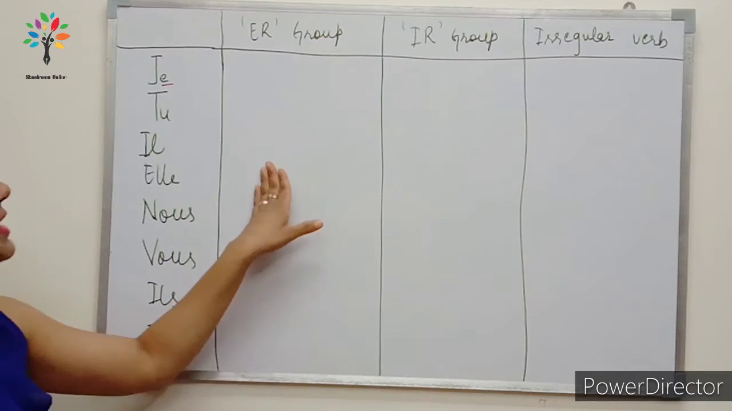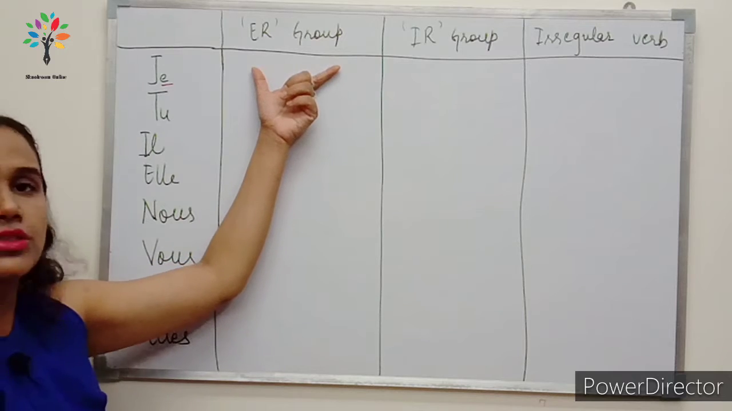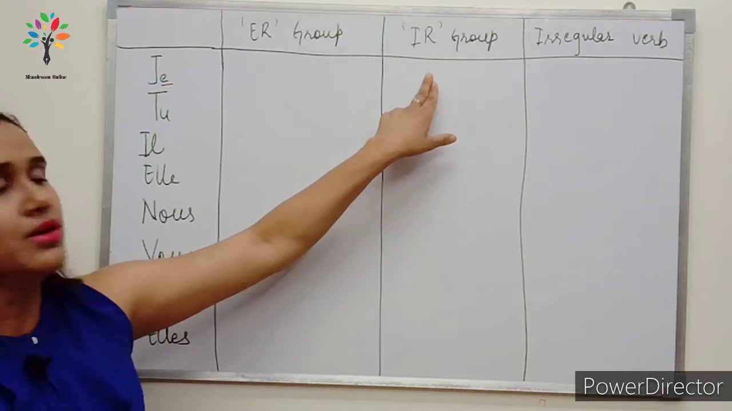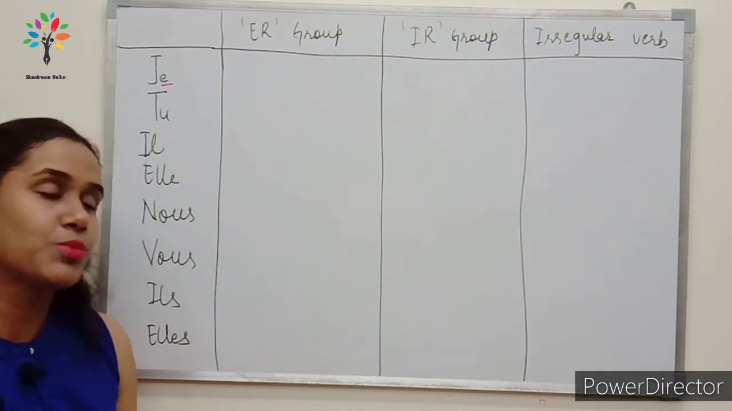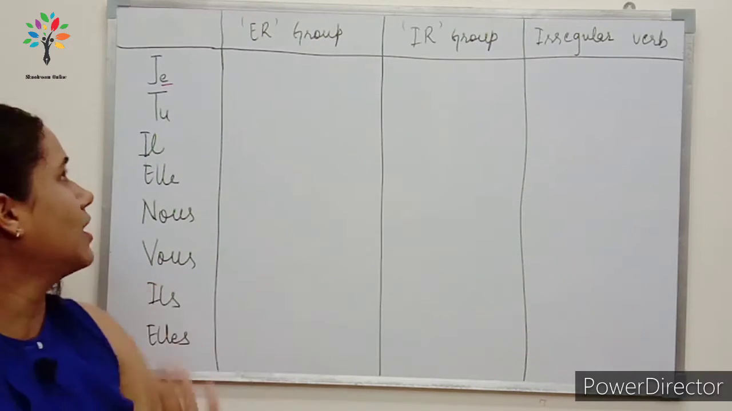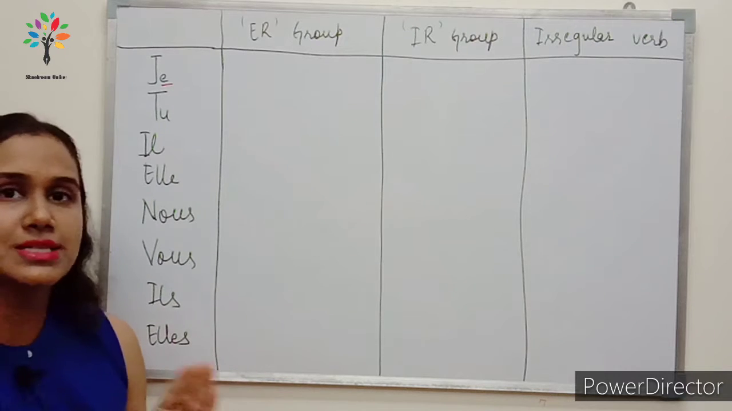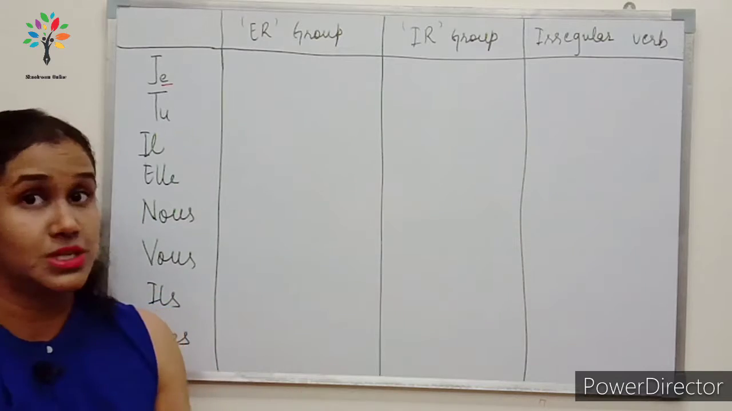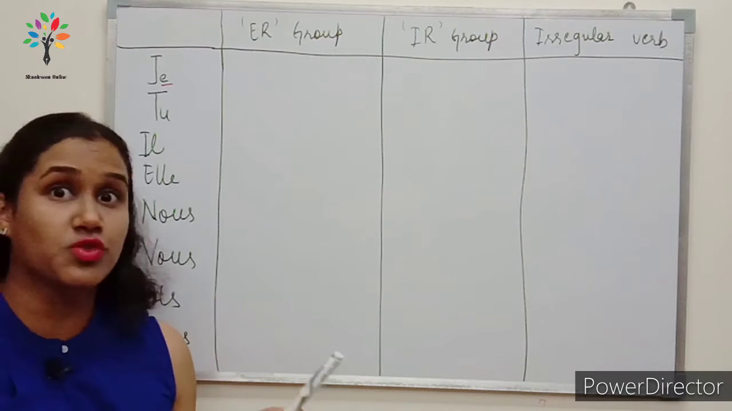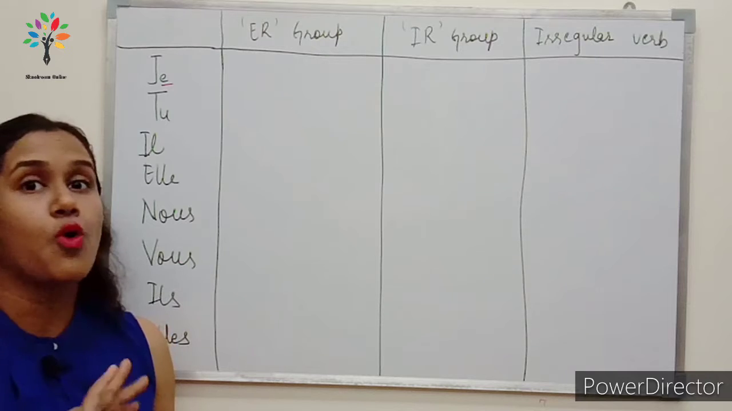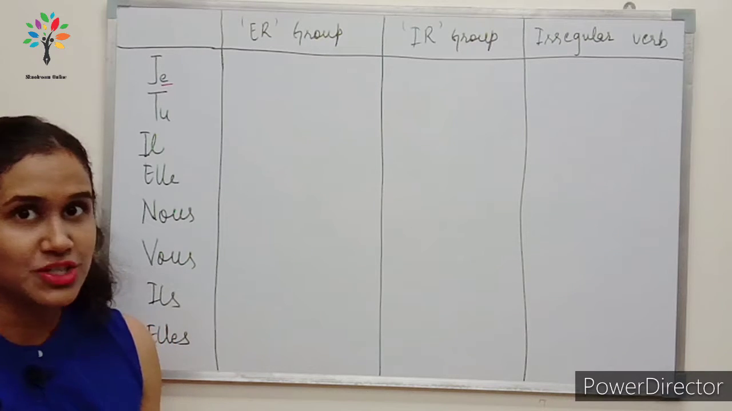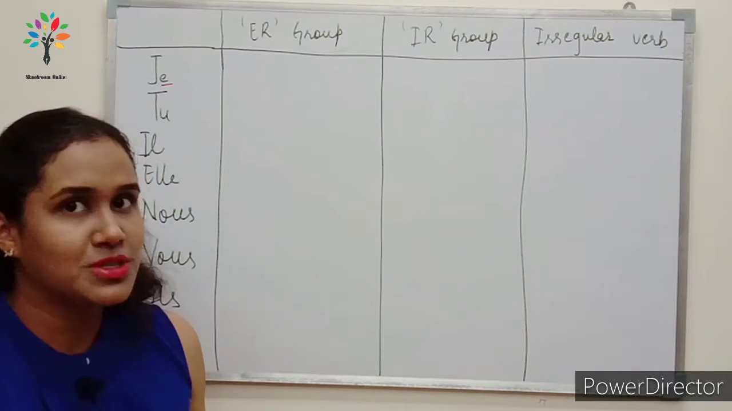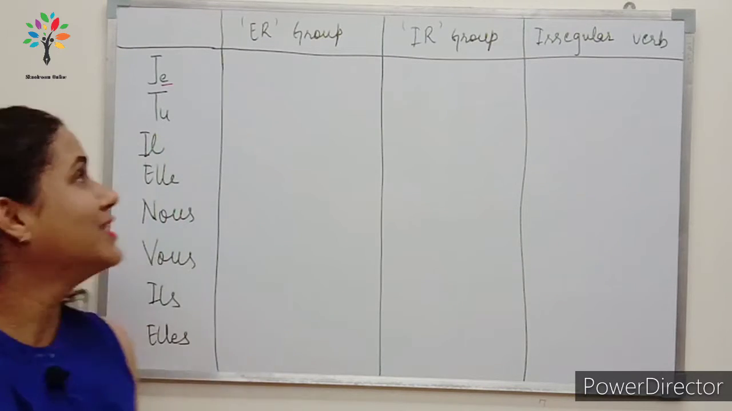As I said, er group verbs, the verbs end in er and they belong to this group. In the ir group, the verbs end in ir. This is the largest group, this is the second largest group. Now let's do one example each, then I'll tell you how placing the verbs in these groups is helpful and you don't need to remember the conjugation of all the verbs used in French. If you remember the conjugations of these two groups, more than 90% of the verbs are done for you. Let's see.